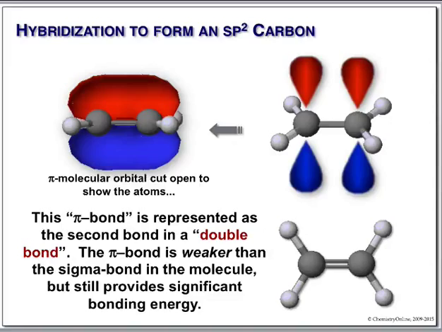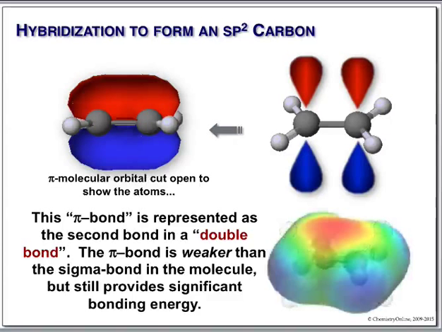When we draw a carbon-carbon double bond, what we're supposed to remember is that one of these bonds is real. It's our sigma bond. That's our true covalent bond. The second bond we draw is this pi bond. The pi bond is formed from overlap of these p orbitals.